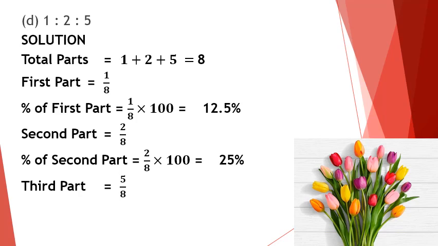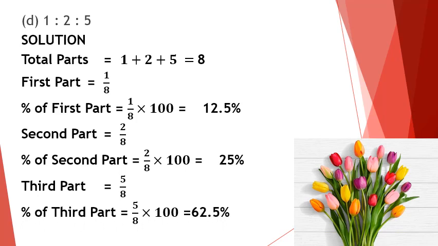Next, third part equal to 5 upon 8. Percentage of third part equal to, we have to multiply it by 100. So 5 upon 8 multiplied by 100. So 8 and 100 we can cancel by 4. So the denominator becomes 2 and the numerator becomes 25. So the product of numerator is 125 upon 2. Gives 62.5%. Hence, the percentage of third part is 62.5%. Children, you should show the cancellation in the CW.